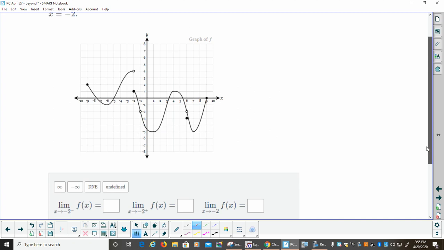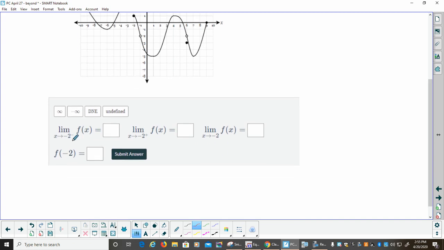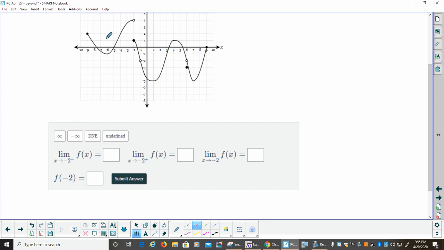So let's try this one. What is the limit as you approach negative 2 from the left? As you approach negative 2 from the left side, as you're getting closer and closer to the value of negative 2, your y values are growing up to the value of 4. As you approach negative 2 from the right side, as you get closer and closer to negative 2 from the right, your y values grow up to a value of 1.